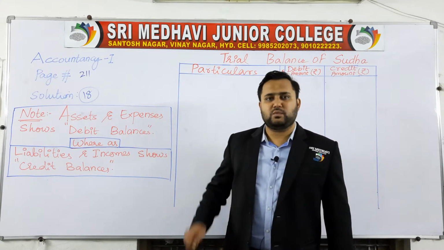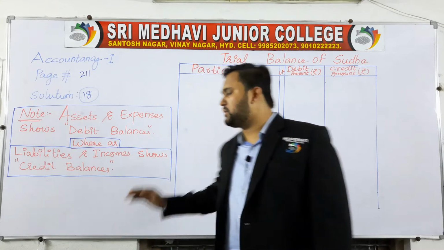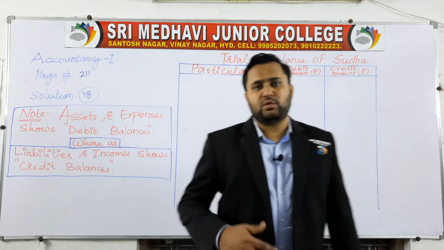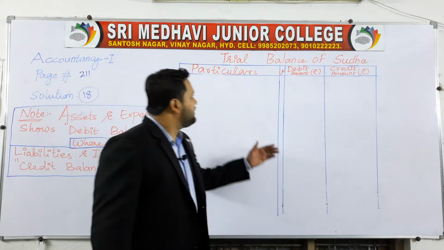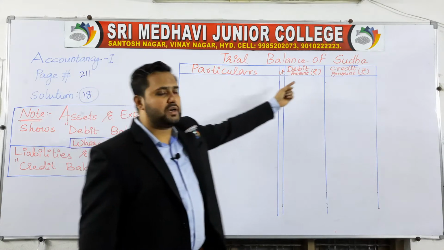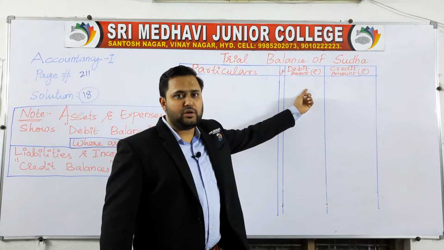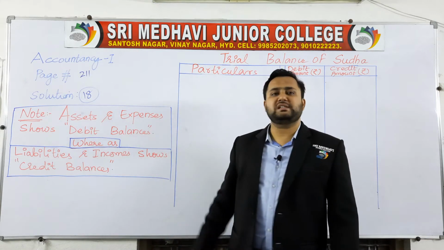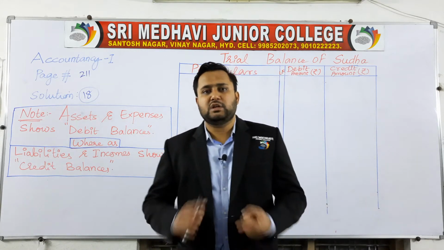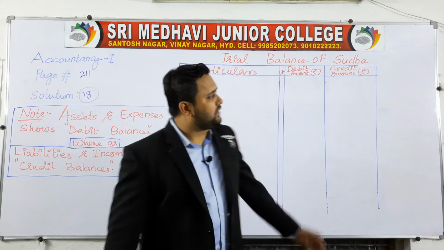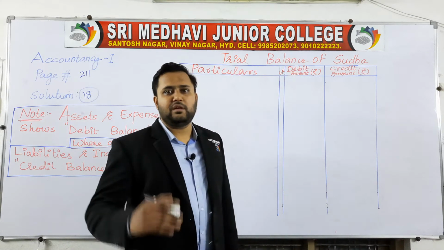Point number 1 is whenever you are writing assets in particulars column, assets show debit balances. So for example, if you are writing machinery, plant, whatever it might be, you have to write the amount in debit column, because assets show debit balance. Not only assets but also expenses show debit balances. So assets and expenses show debit balances. You have to write the amount in debit column.